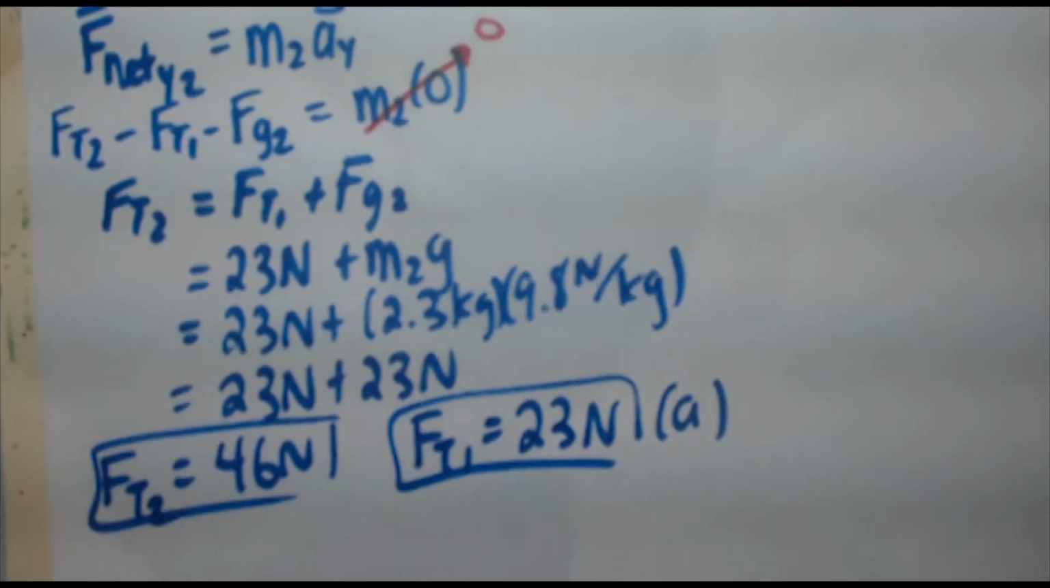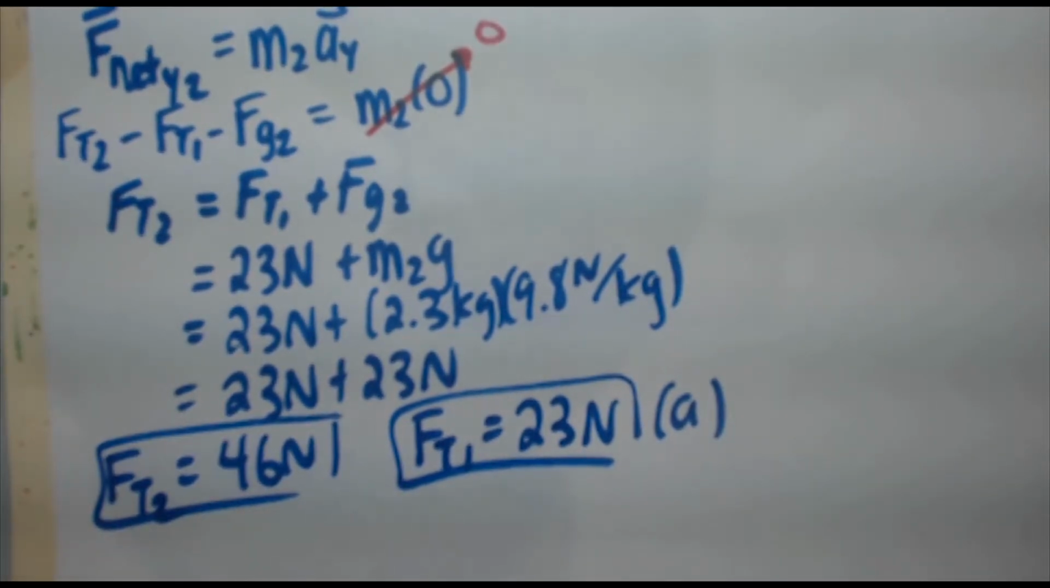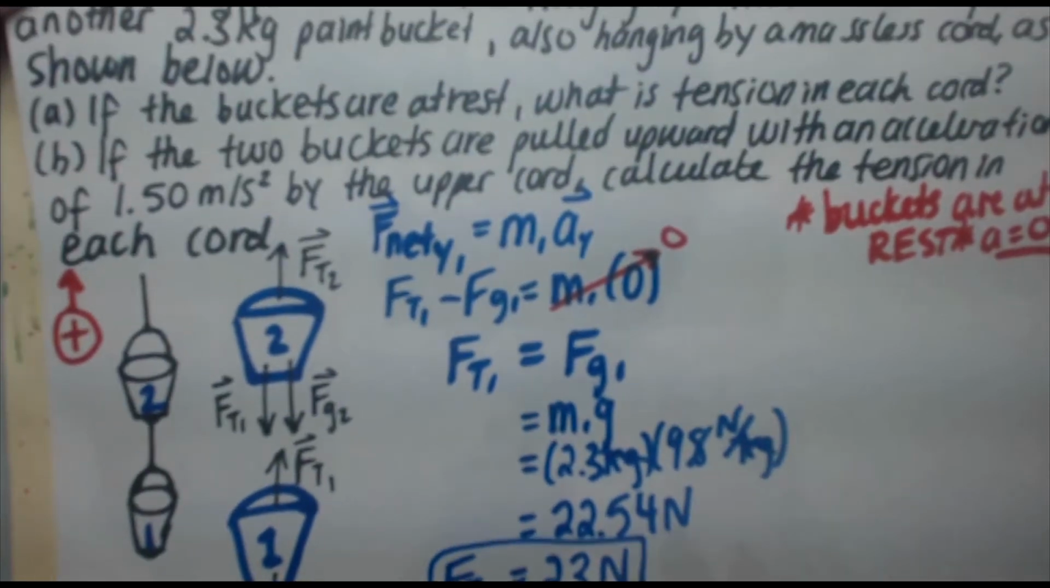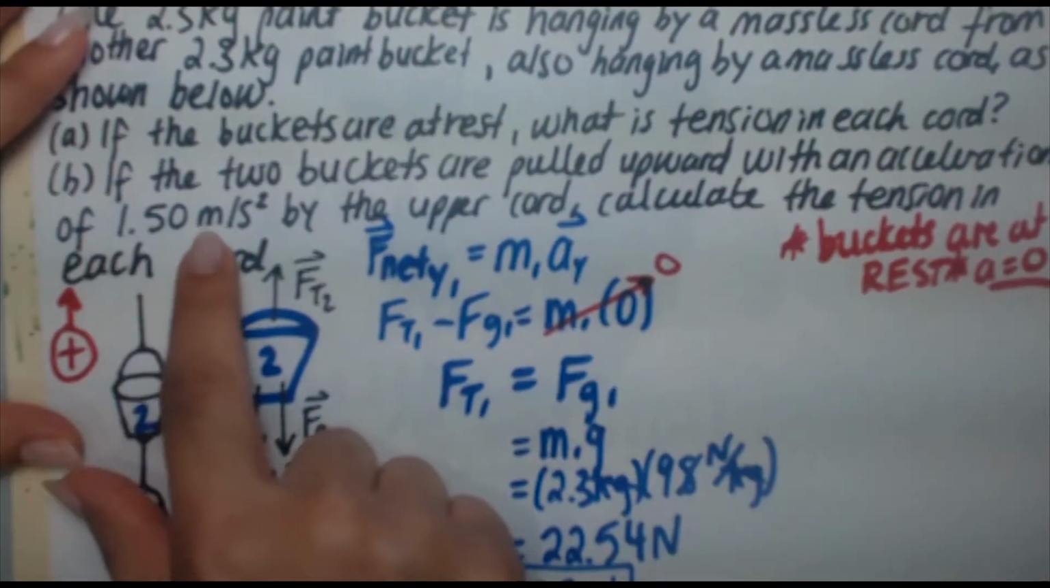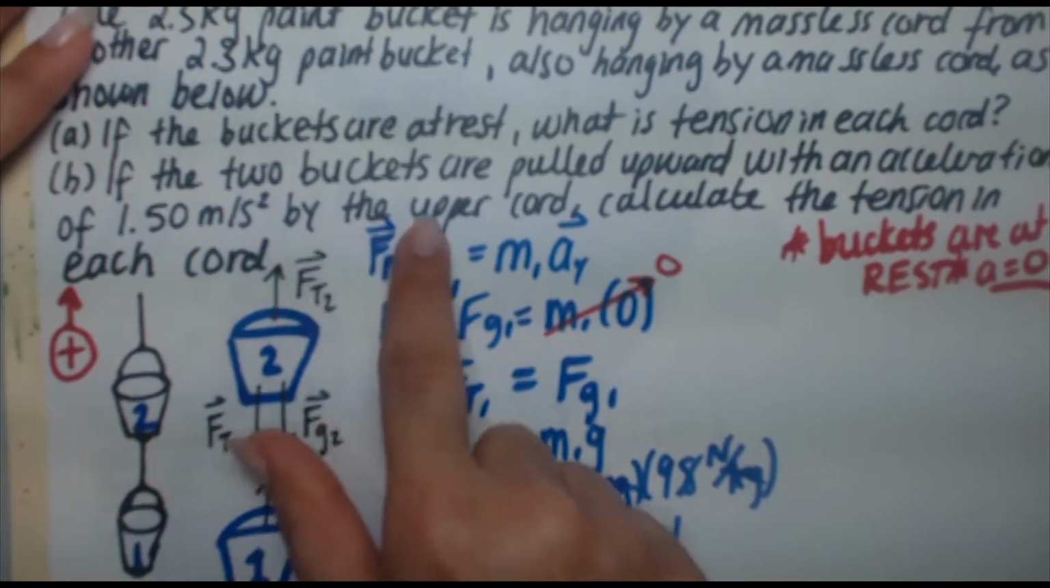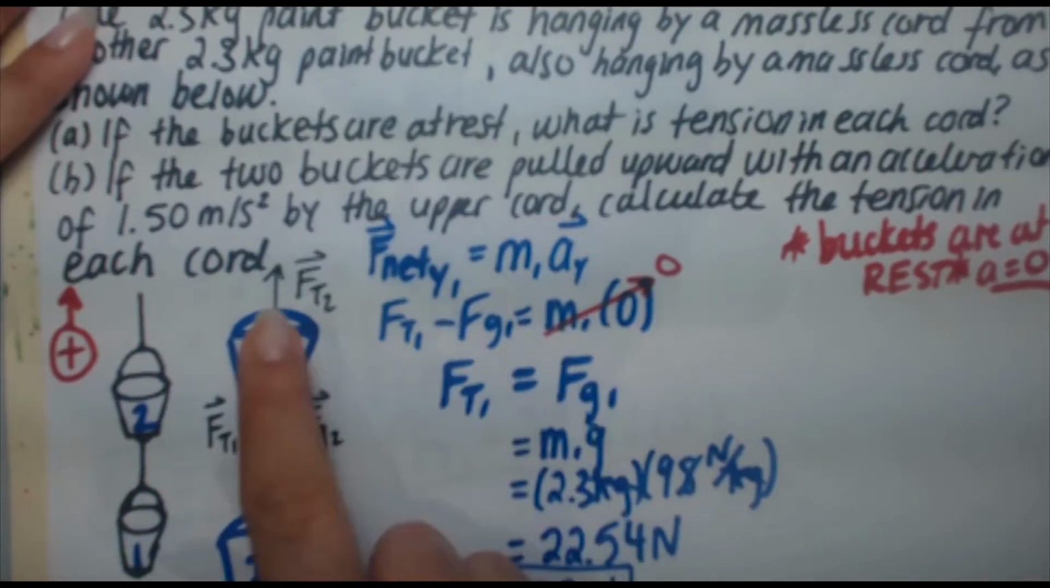Okay, now, on the one hand, that was seen to be the easier part, because in the next part, part B, we're actually accelerating, but it's actually not so bad. Okay, so let's take a look at part B again. Now the two buckets are pulled upward with an acceleration of 1.50 meters per second squared by the upper cord. Calculate the tension in each cord.